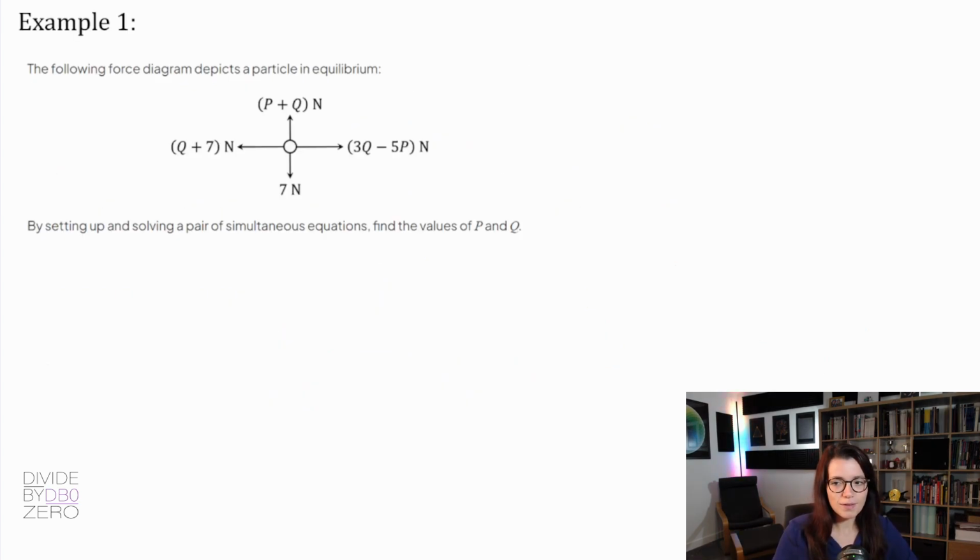Example 1. The following force diagram depicts a particle in equilibrium. So remember, equilibrium means the forces are balanced in each direction. It then shows us the particle and various forces acting on it, and it says, by setting up and solving a pair of simultaneous equations, find the values of P and Q.